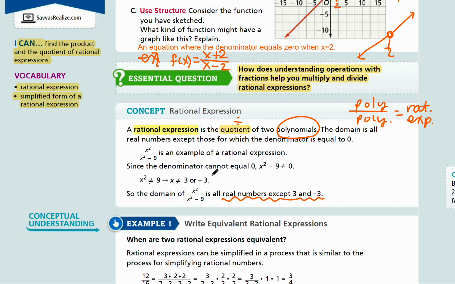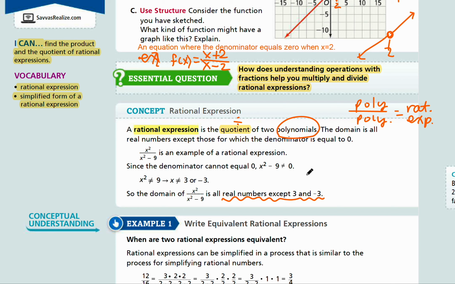So the zeros of the polynomial are related to the domain of that rational expression as a whole. Polynomial divided by polynomial is a rational expression, and all the values that make the denominator 0 would be restricted in the domain. Okay, good. So that's the basic understanding that we're going to build off of.